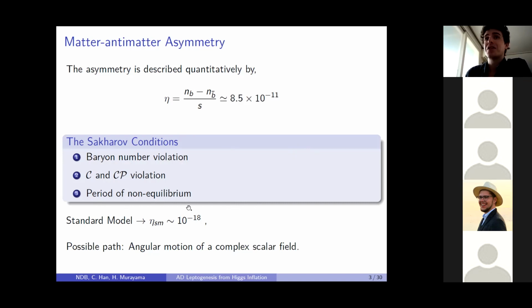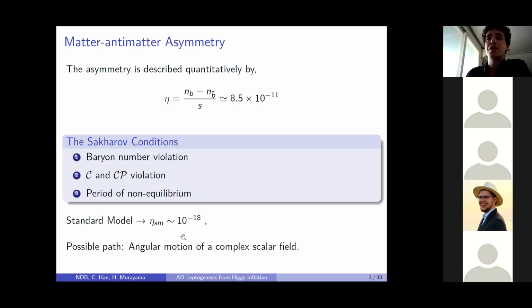Interestingly, the standard model can satisfy each of these conditions, but when you look at the predictions from how it satisfies each of these conditions, the resultant asymmetry parameter is orders of magnitude lower than that required to explain observation. So this is a key motivation for new physics beyond the standard model. And it has been used many times to motivate many new models for baryogenesis.